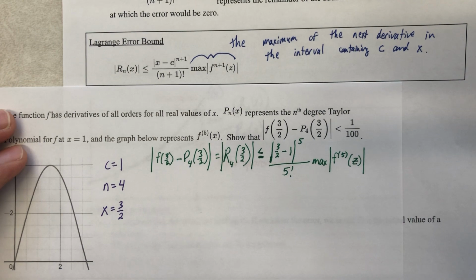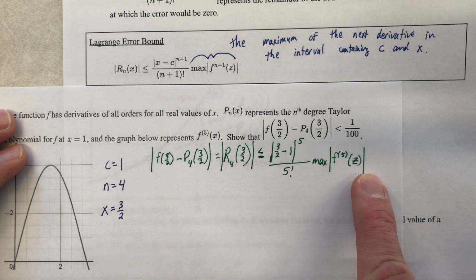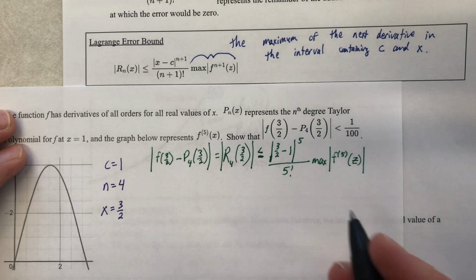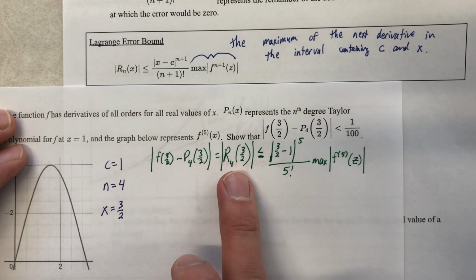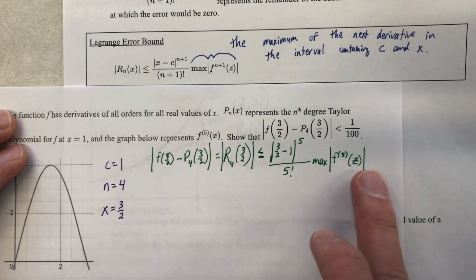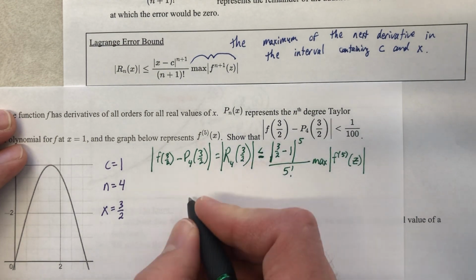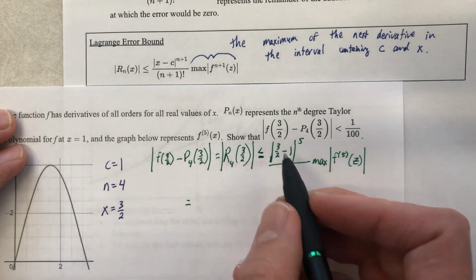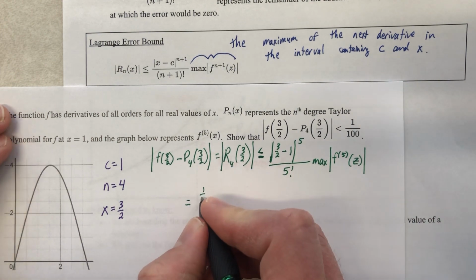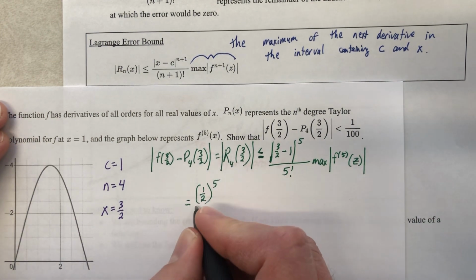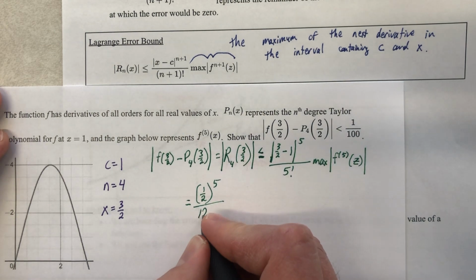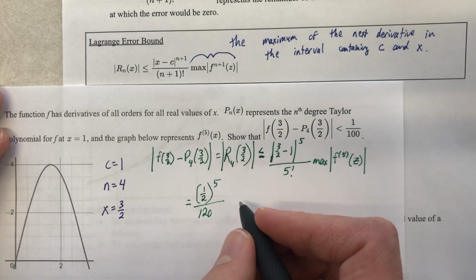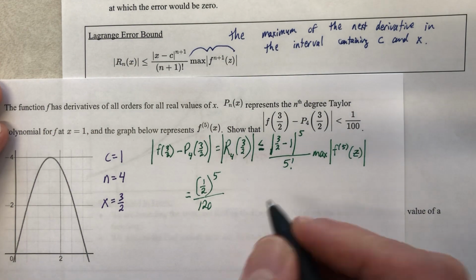All right, we have a mess. This is equal to something, and we're going to figure out what that something is. So what they gave us is equal to the Lagrange error bound, however you want to call it. This is 1/2 to the fifth power, over 5 factorial. Let's go ahead and do that. 5 factorial is 120. Remind me to tell you something hilarious later.